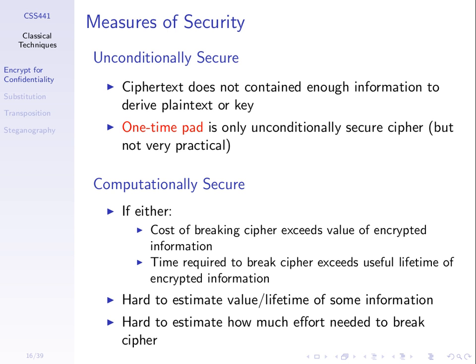So if we can't have unconditional security, we will accept maybe slightly less security. We say computationally secure. And we say an algorithm or a cipher is computationally secure if one of the two conditions are met here. The cost for an attacker to break the cipher, to defeat it, is more than the value of the information they get out from defeating that cipher.